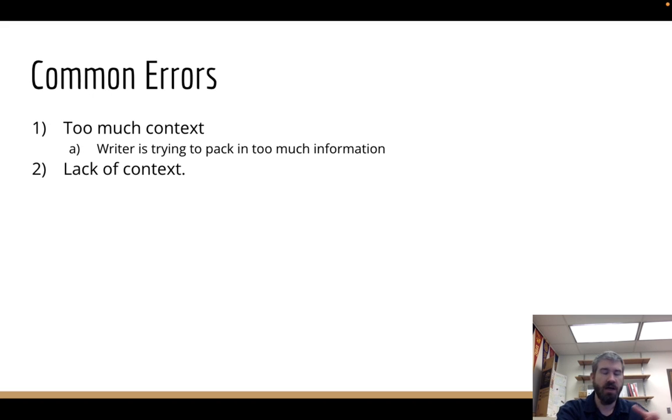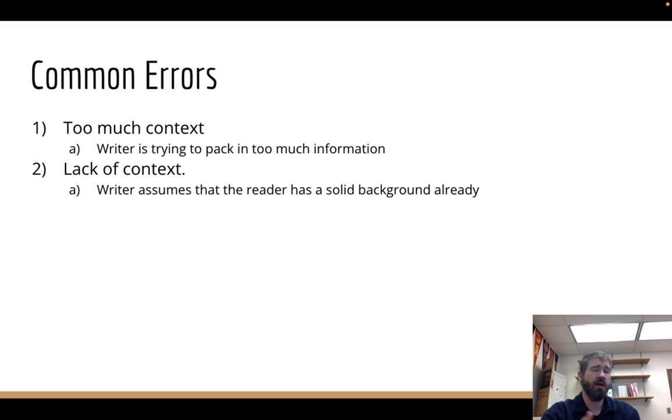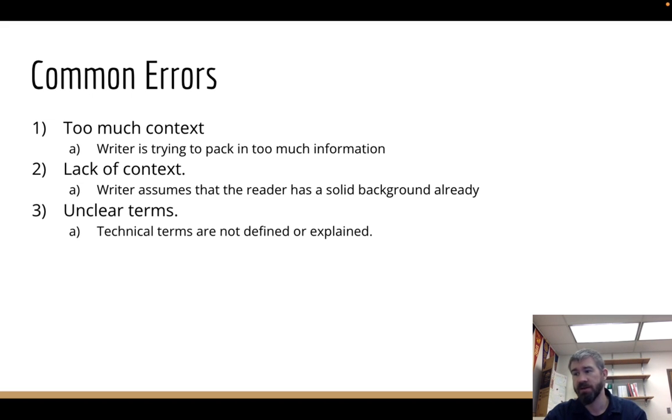Number 2, lack of context. This often happens when a writer assumes that the reader has a solid background already. So it's a kind of tricky game to play. We want to make sure that we're thinking about our audience, right? Audience awareness. Who is our audience? A general informed audience has a good idea of what artificial intelligence is, but they may not know what machine learning is or something like that. So again, we want to make sure that we're providing the context necessary. Again, a fine line. Think about what is pertinent to your argument, and you can always explain later.